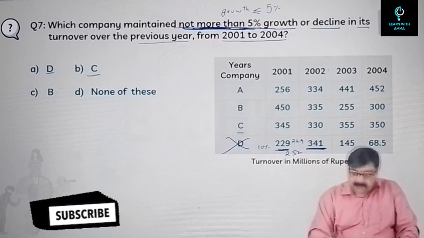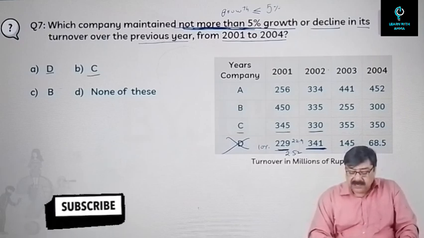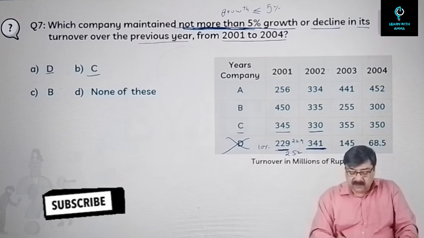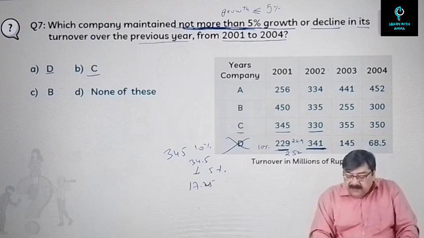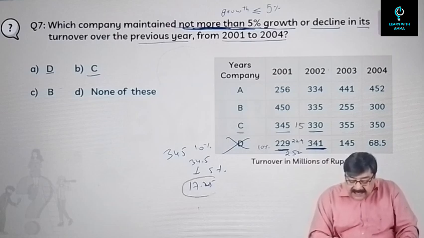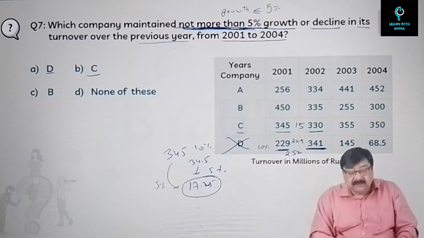Let's talk about C. 345 to 330. Okay, now what is 10% of 345? We know it is 34.5. So how much will be 5%? Half of this. That is 17.25. So from 345 to 330, the difference is 15. So the difference is lesser than 17.25, which is 5% of 345.